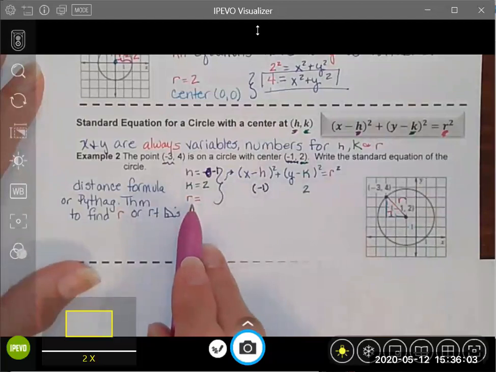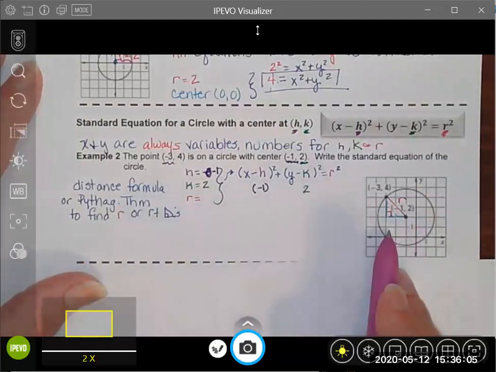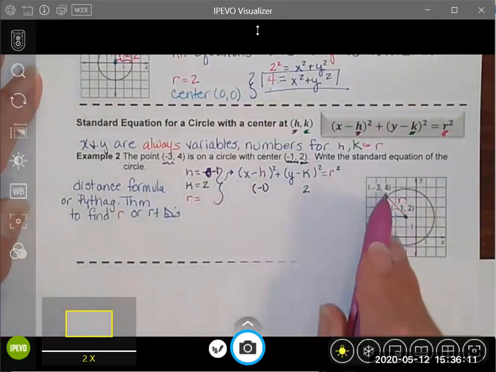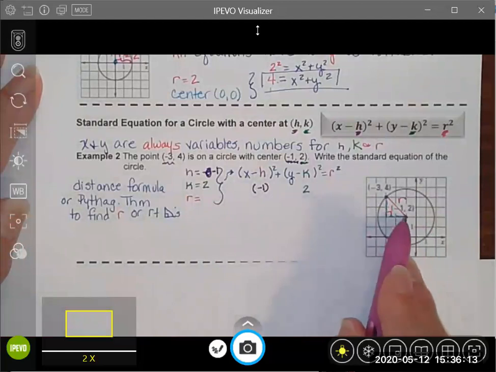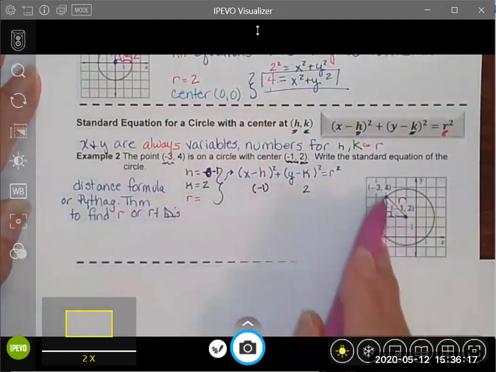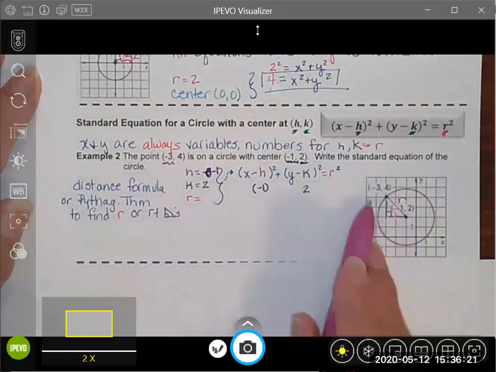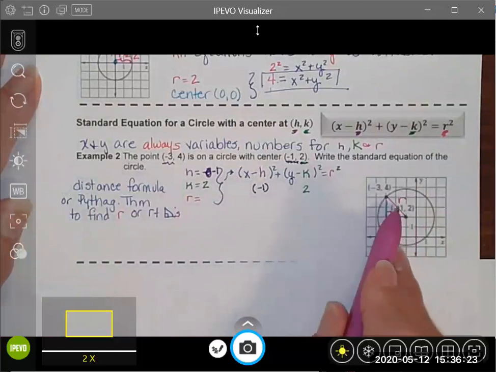In this case, I wasn't actually given the radius, but there are a couple of things I can do to find the radius. I could use the Pythagorean theorem and create a right triangle because it's on a coordinate grid. I could use the distance formula because I have 2 ordered pairs. So I could do the difference of the x values squared plus the difference of the y values squared, and then take the square root.